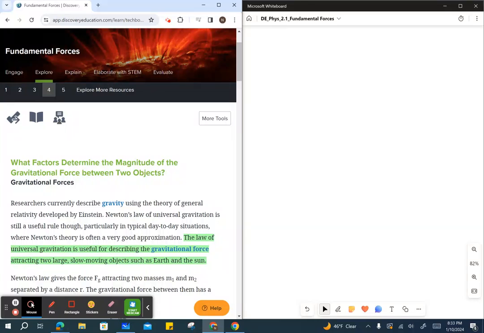All right. We're going to take a look at Explore number 4 today. We're going to be taking a look at Newton's universal law of gravitation, a formula that you've already been exposed to in the last lecture. So let's go ahead and draw our template lines out here, okay?